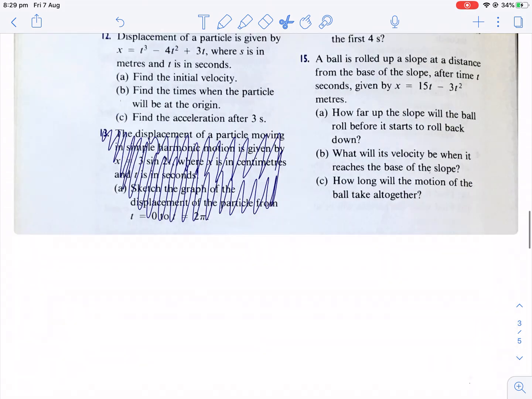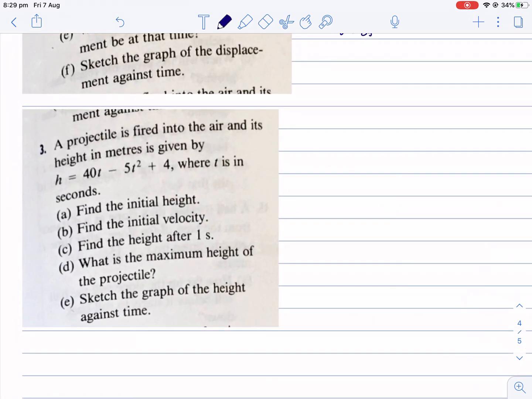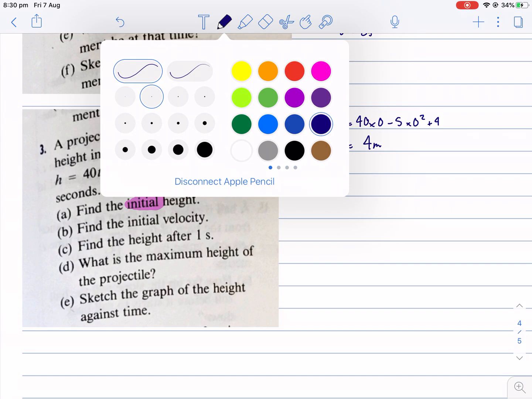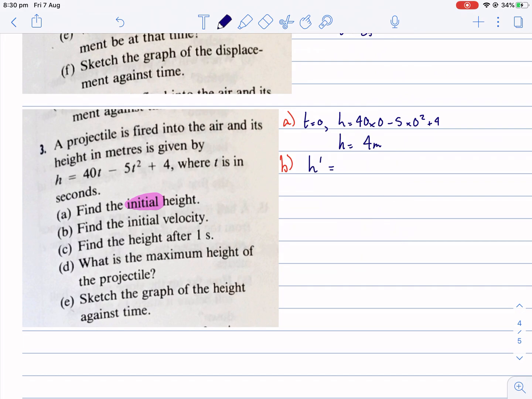And we're not going to sketch this one either, because I'm a rebel. Okay, there's that word initial again. So we're going to have t equals 0. So the height is 4 meters. The initial velocity: to find the velocity, we need to find the first derivative of the height. So that's 40 take 10t. At t equals 0, the velocity is 40 meters per second.